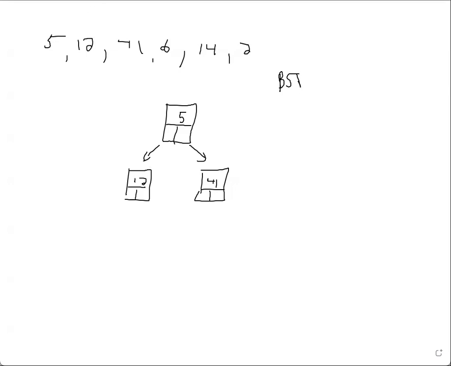So let's take a look at what we would do in this case. So we start at the 5. We start at the beginning, okay. So the 12 is bigger than 5. So I'm going to go to the right and put a 12. Okay. 41, we start here again. 41 is bigger than 5. 41 is bigger than 12. Okay, so 41 is going to be down here.